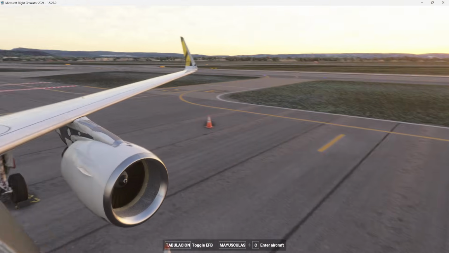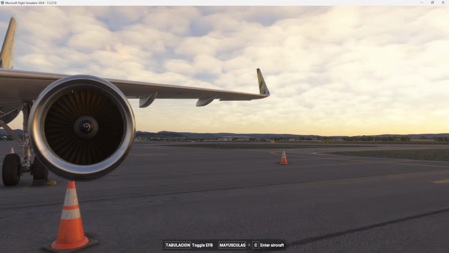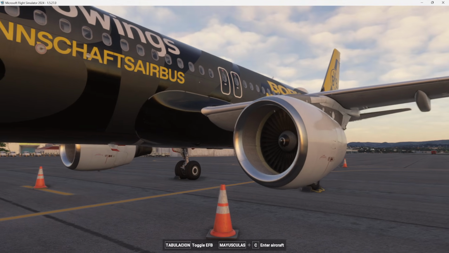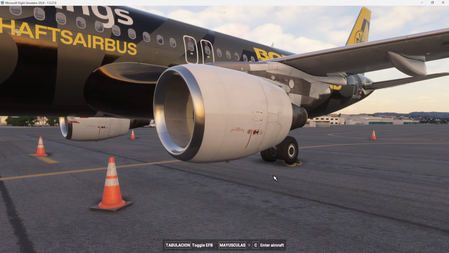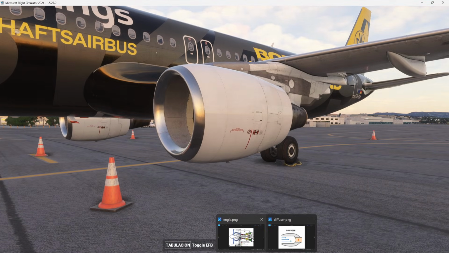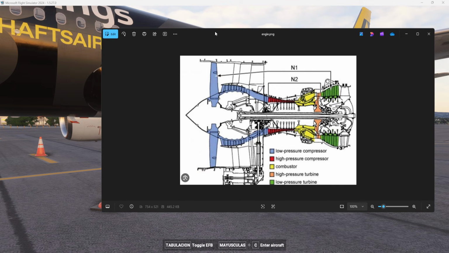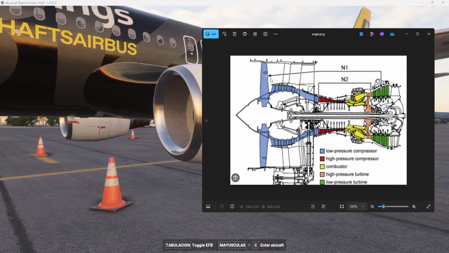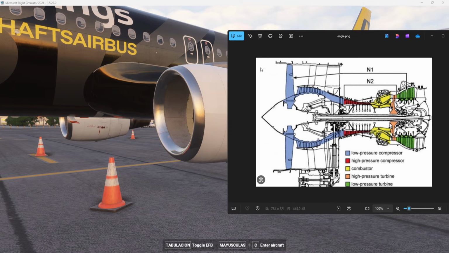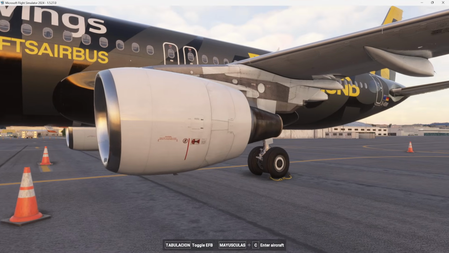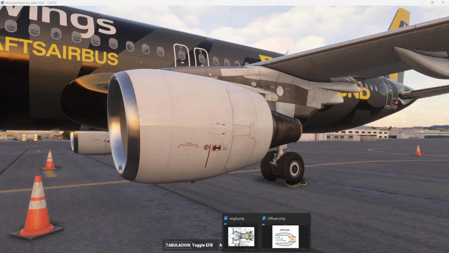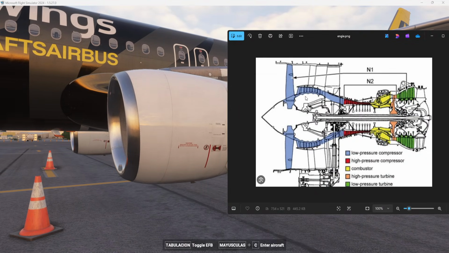Okay, let's go back here, and I'm going to bring the picture that I got from Google. The picture is the following. Let's reduce it. So the picture of the engine is as follows. This is the engine and this is the picture.